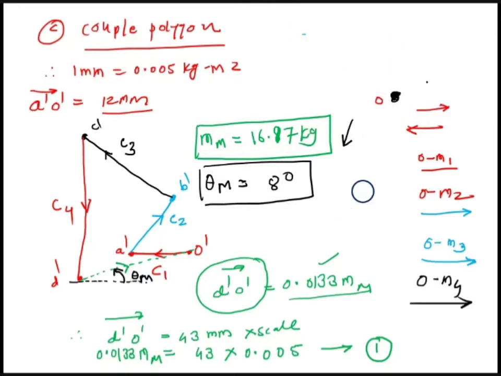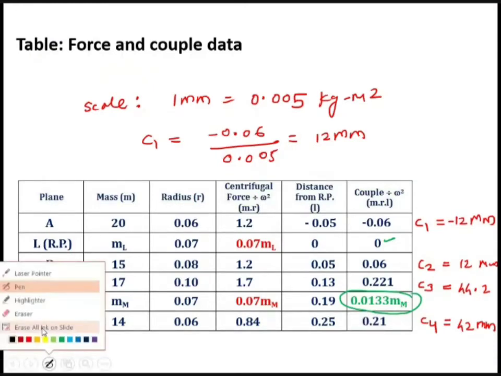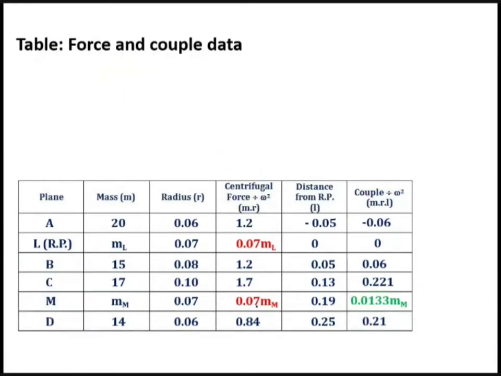Okay, now come to the table. What is the unknown here? Now let us talk about this force polygon, that is column number 4. How many unknowns are there here? There are 2 unknowns, so one unknown you can calculate. What is the first? This unknown. What you will get is 0.07 mm, equal to 0.07 into mm. Just calculate it.